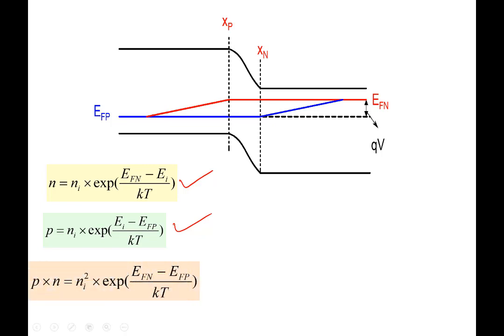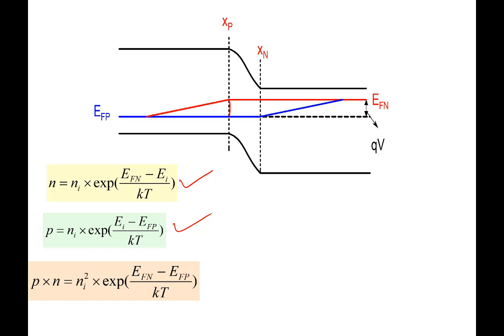If we multiply them together, we get p into n is ni squared exponent (EFn minus EFp) by KT. Now, our interest is at the edge of the depletion region. Apply this equation at the edge of the depletion region, and you get p into n is ni squared exponent QV by KT, because the gap at this particular point is equal to V. Note that in the entire depletion region, the product of p and n is ni squared exponent QV by KT.